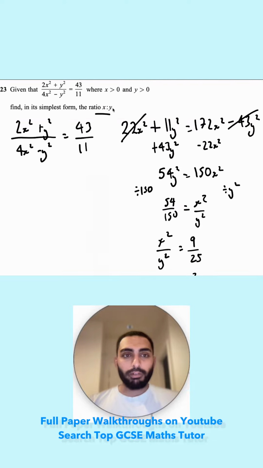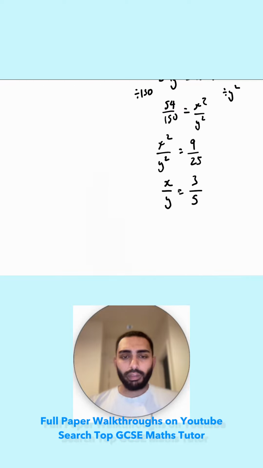We need to write this in the form x to y. If I think about the fraction 1/2, that's the same as 2/4. So I could write this 1/2, 1 to 2, that's the same as 2 to 4. So 1 to 2, x to y, is the same as 3 to 5.